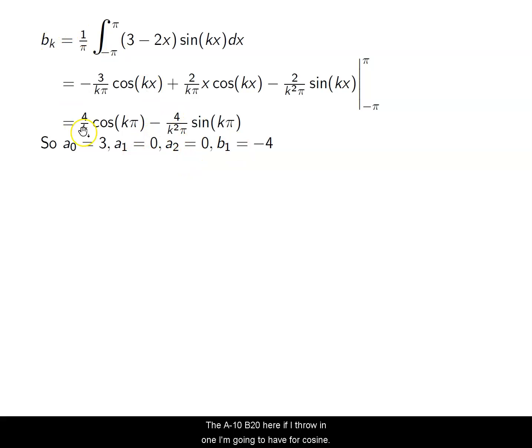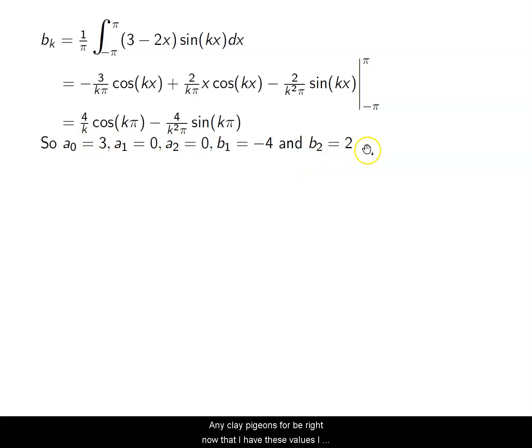Here, if I throw in 1, I'm going to have 4 cosine pi, which is just -1, right? And then this is 0. So I have 4 times -1, or -4. And then if I throw in 2, this will be 4 over 2 is 2 cosine 2 pi, which is 1. So I'll just have 2, right? So that's why this is nice, because once you have this form, it's easy. Sine here is always going to go to 0. So this is really the only thing that's generating any coefficients for b, right?